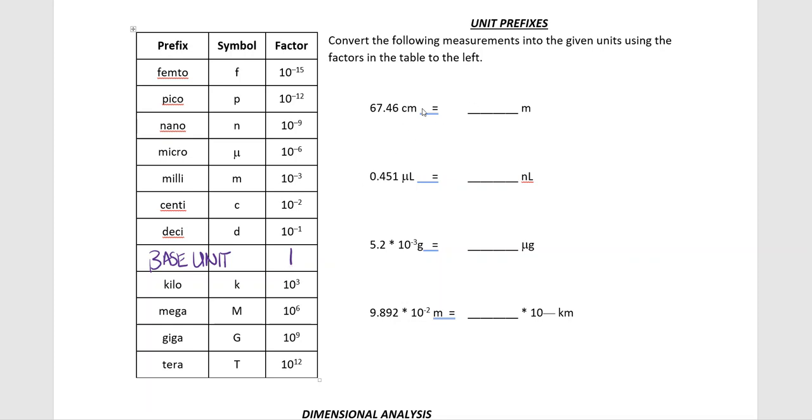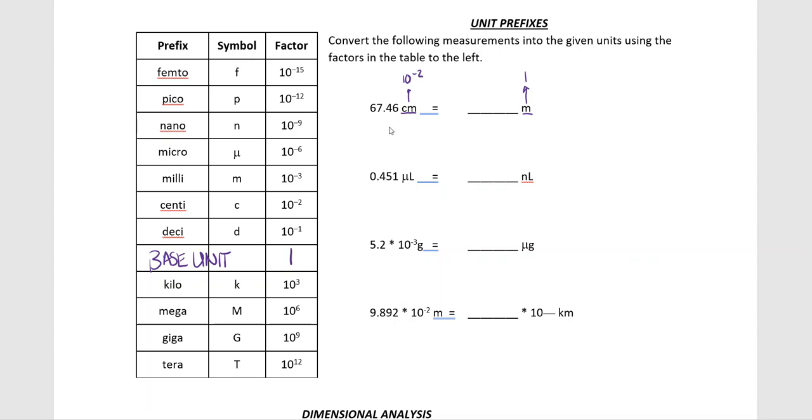So when I look at this first question, for example, I have centimeters on this side, I have meters on this side. What are the factors that I'm using for these units? Centimeters is the meters, the base unit. Centi is what the C represents. And so the factor that I'm using there is 10 to the negative 2, right? That's the factor in our table. Meters on the other side is the base unit, and so the factor there is 1.